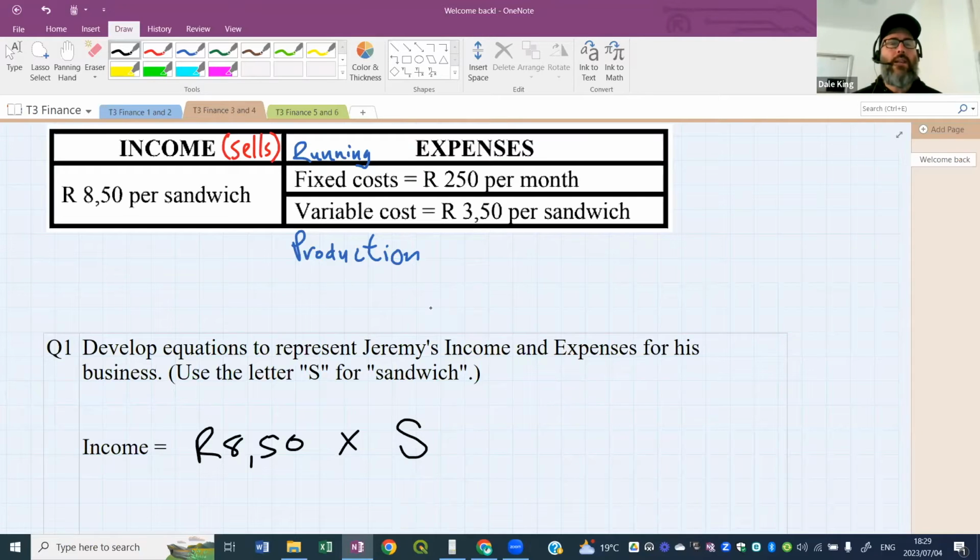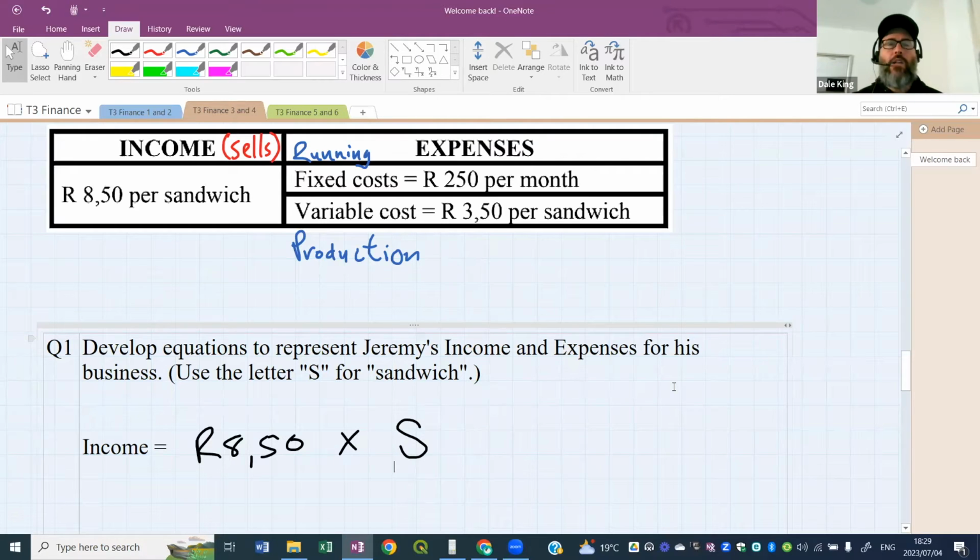So to calculate income, you've got to take the number of sandwiches you sold that day and multiply by R8.50, because you're selling them at R8.50. Okay. All right. Now the income equation is done. There it is. Very simple. No horrible, core maths things here. Very simple equation that we can use.